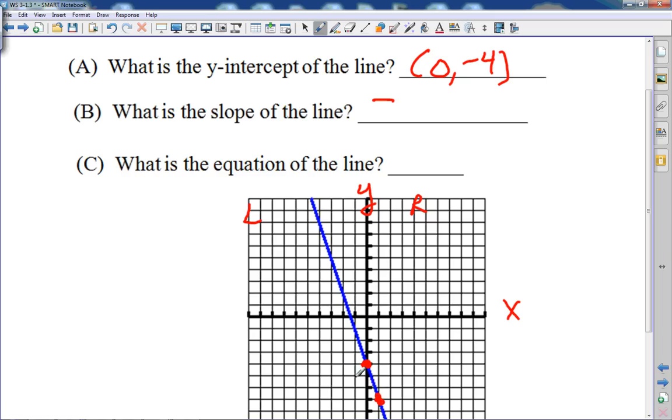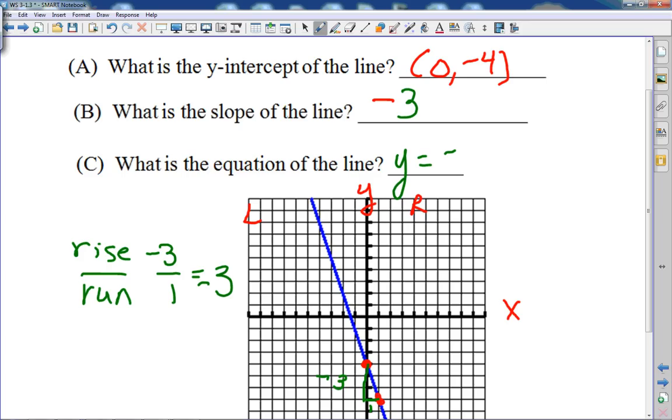So now to find my slope, let's count and see how many down. It goes down 1, 2, 3, down 3, and over 1. Rise over run. I have 3 over 1, 3. But remember, I said my slope was negative. That's because I'm going down, so it's negative 3. So my slope is negative 3. My equation is y equals negative 3x minus 4.